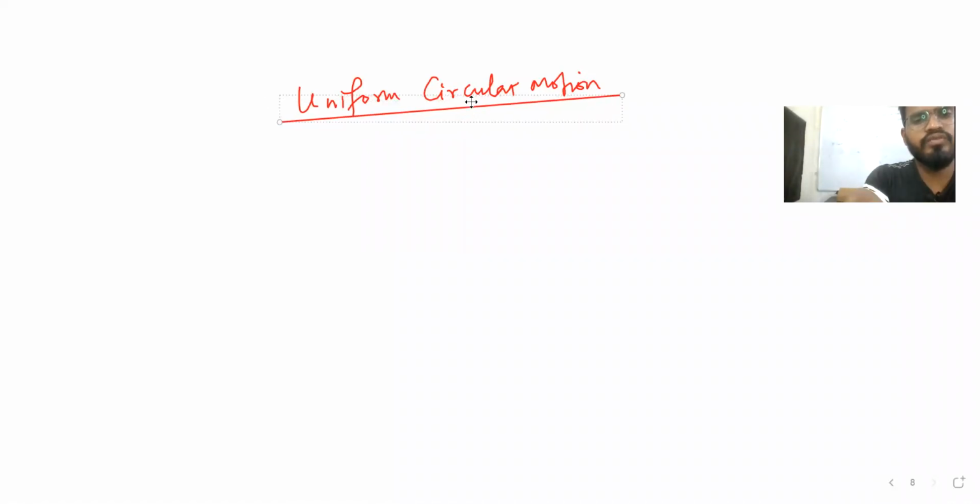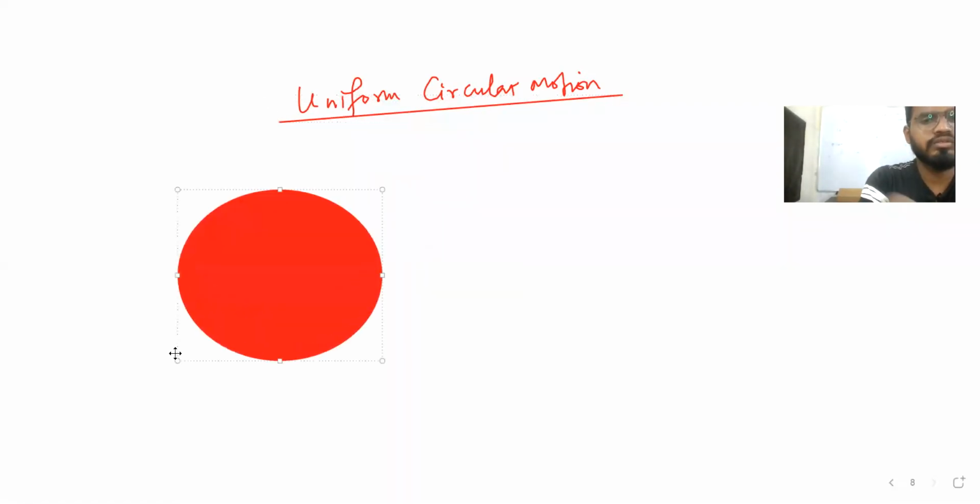So if you see uniform circular motion, then one thing we can say for sure, a fixed radius will be there, right? Okay, let's consider radius. What is the meaning of uniform circular motion? A particle moves in a circular path without changing its speed, on the same circle, right?